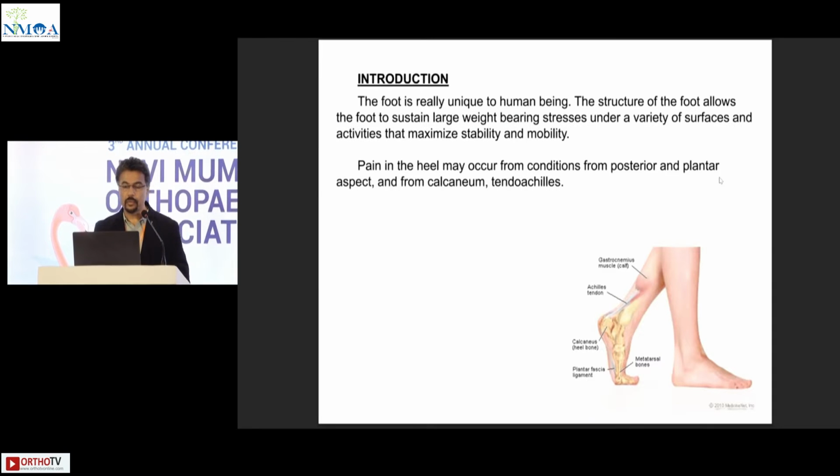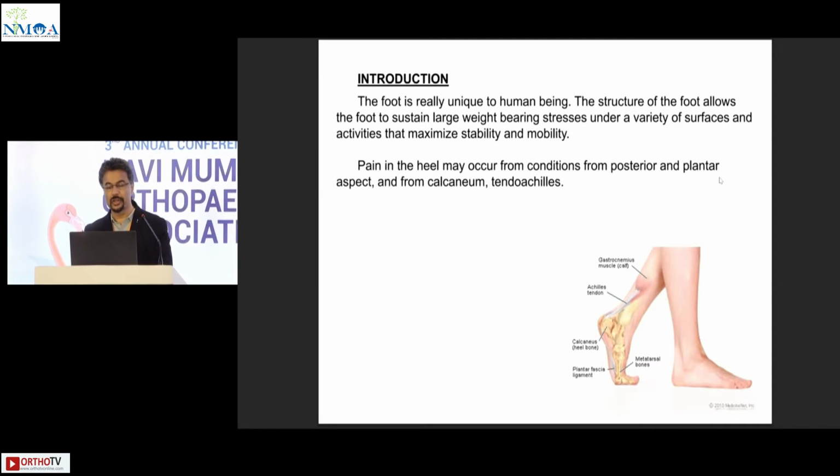I'll be talking more about heel pain, not about the treatment part of it, because my two previous speakers have already spoken about PRP and corticosteroid injection.